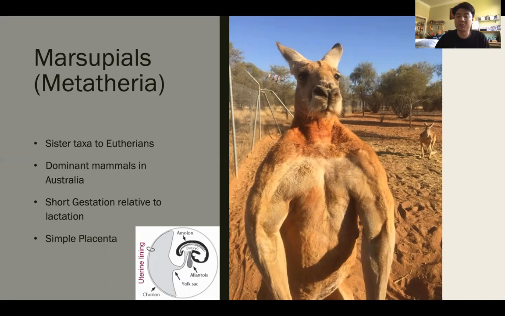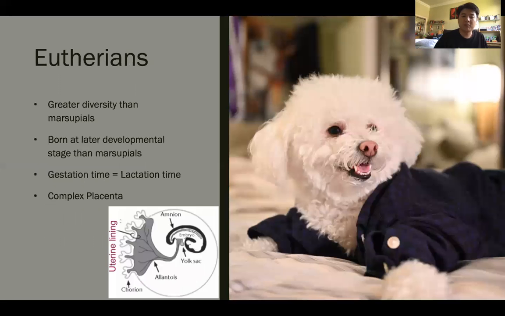They also have a very simple placenta, as you can see in the bottom left-hand corner. I don't think they expect you to know all the details, just know the difference between the marsupial placenta and the Eutherian placenta, which we're going to look at right now.